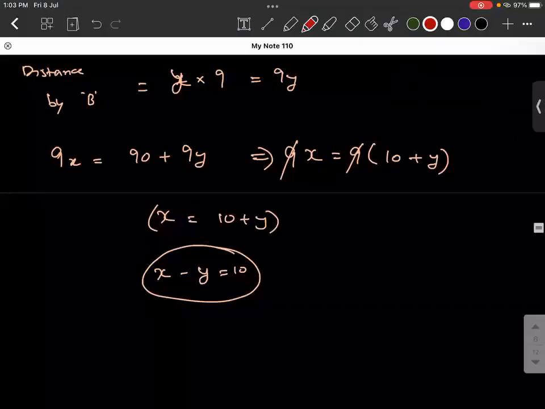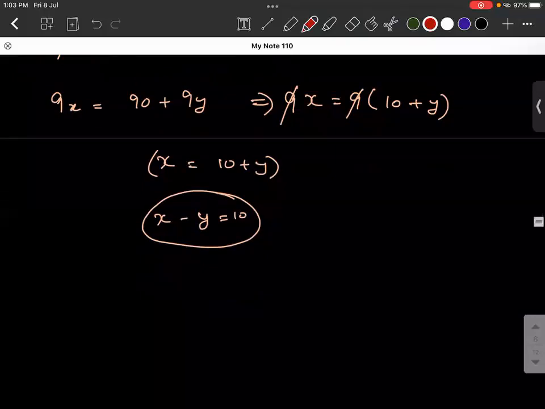Okay. Is there an option x minus y is equal to 10? Option C.